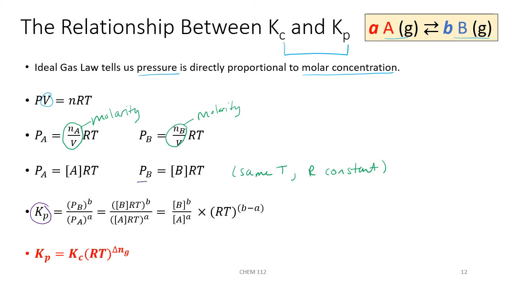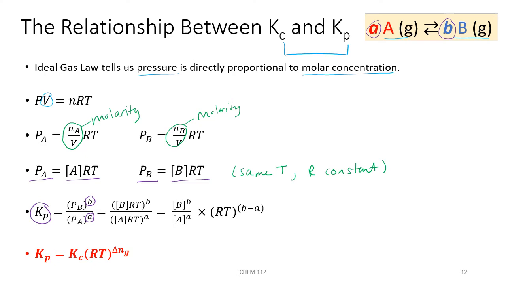We would write the partial pressure of B raised to the b power, that's the coefficient, over the partial pressure of A raised to the a power, which is our coefficient from our balanced equation. So the lowercase a and b represent those coefficients. So now we know what partial pressure of B is. We derived that. We're going to substitute that in. Same thing with partial pressure of A. We derived that, so we could substitute that in. Still raising them to the exponents, lowercase b and lowercase a.